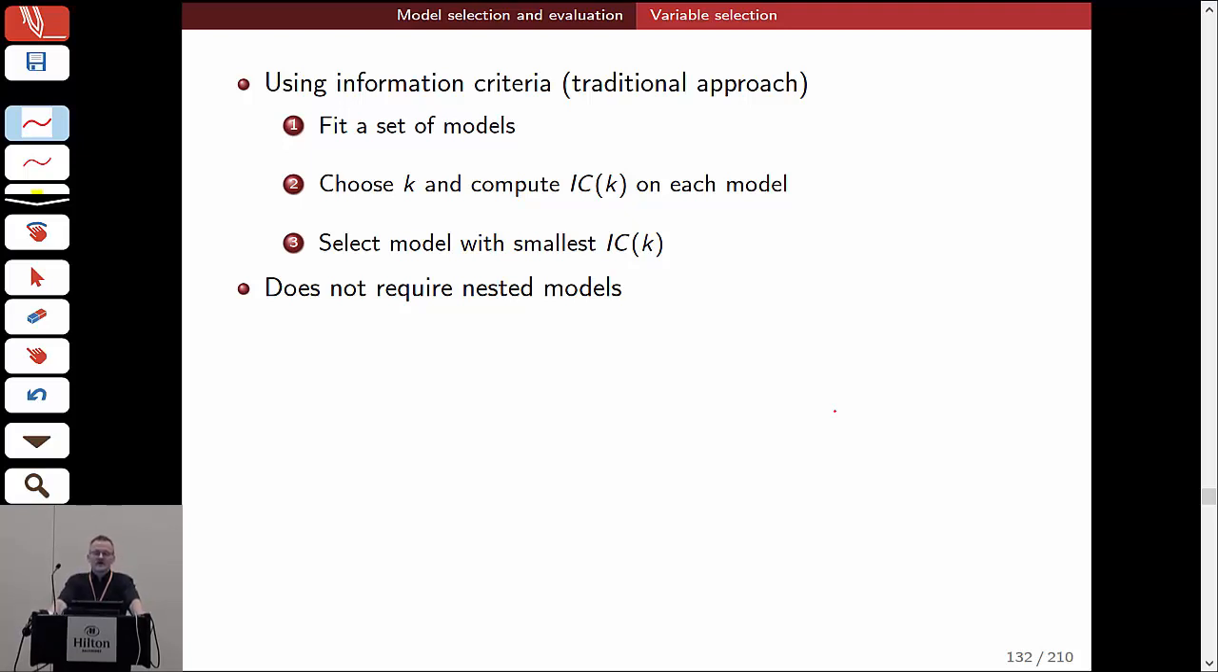So the way you use information criteria in the traditional approach, which I will try to improve upon in a little bit, is you first fit a set of models. You have to have a set of models to select from initially. Somehow or another, you have a set of models you're interested in. You choose your penalty coefficient, you fit the models, compute the information criterion on each model, and then select the model with the smallest information criterion. If small is good, then that would seem to be a way to do it. And it doesn't require that your models are nested the way hypothesis tests do. So you can compare models that have any combinations of parameters in them and still be able to perform the comparison and make a selection among them.